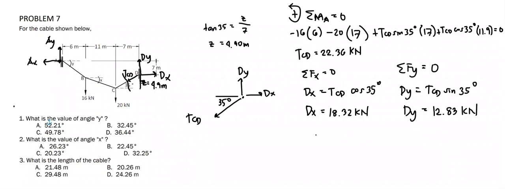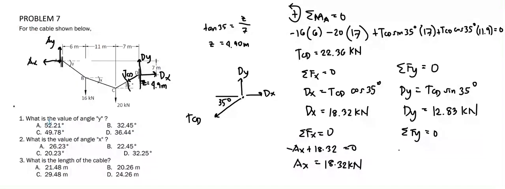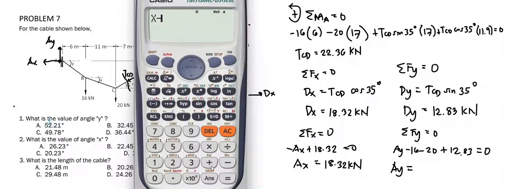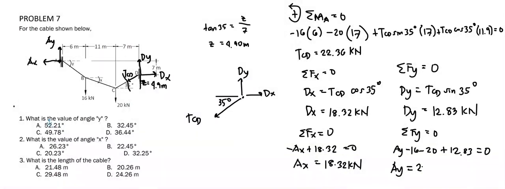Now that we have dx and dy, I believe we can solve for the support reactions AX and AY by taking summation force horizontal equal to 0. So we have negative AX plus dx of 18.32 kilonewtons equal to 0. So AX is basically equal to 18.32. And by taking summation force vertical equal to 0, we can solve for AY, that is AY minus 16 minus 20 plus dy of 12.83 equal to 0. And here we get AY, that is equal to 23.17 kilonewtons. Now we have AX and AY.